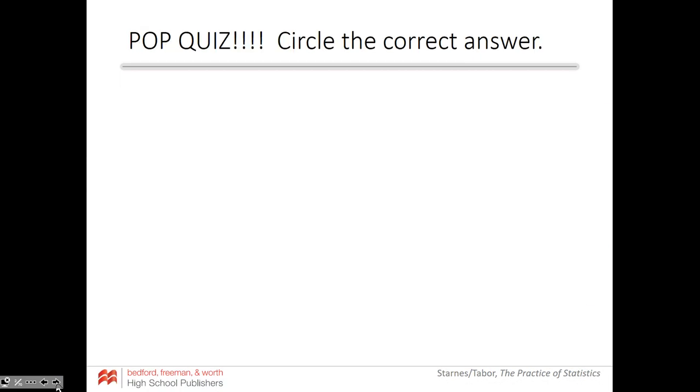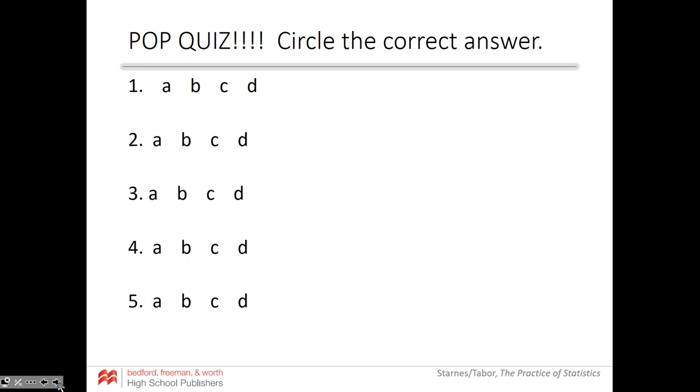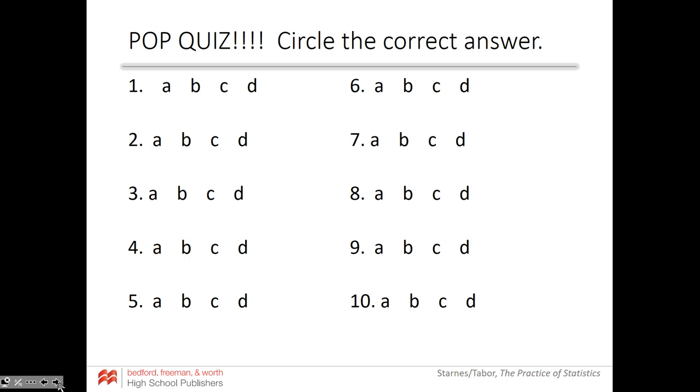So, quick pop quiz, ready? Circle the correct answer. It's a multiple choice quiz. Here you go. Circle your correct answer. 10 questions. So you can pause the video here and find the best answer choice. You're probably thinking it's kind of silly, right? It is kind of silly. But there's a reason we're doing this. So pause the video, circle your best answer choice.